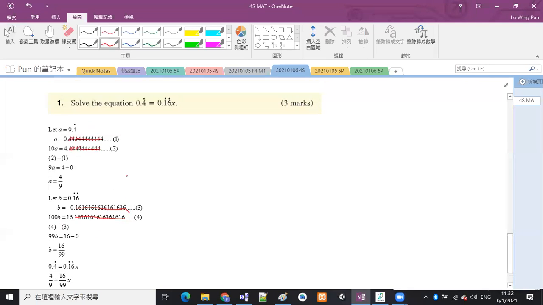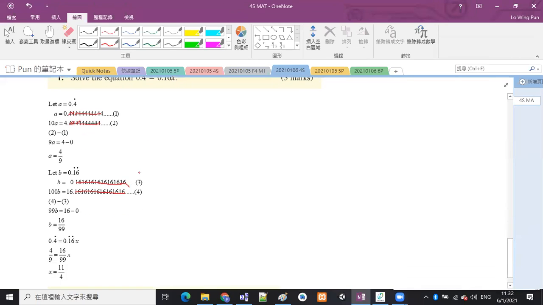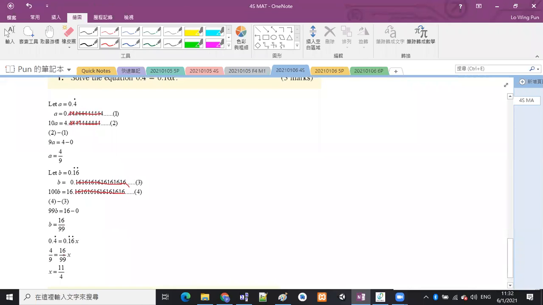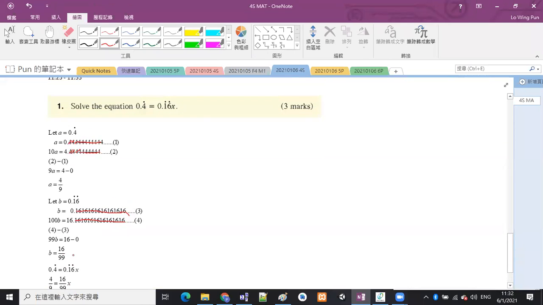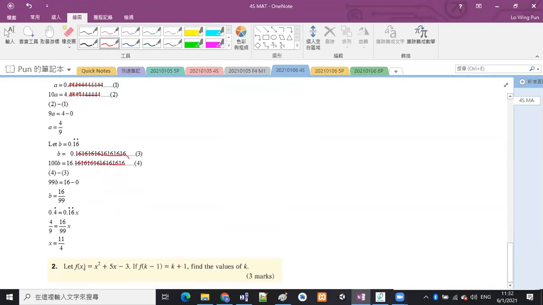Okay, and then the question asks us to solve this equation. So we just change the recurring decimals into fractions. So it becomes 4 over 9 is equal to 16 over 99 times x. And then x is just equal to 11 over 4. And that is the answer. Can you get this?